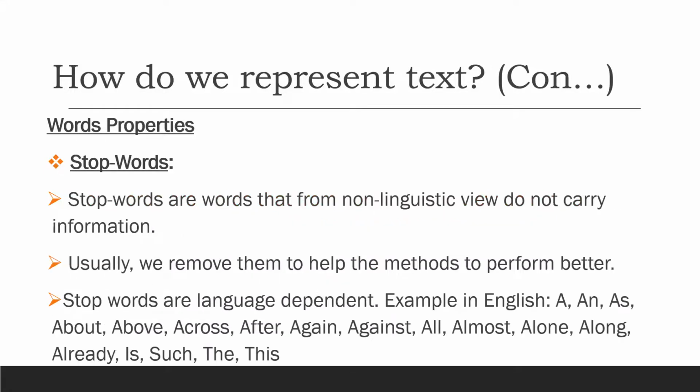Okay, let's move to the next thing. Another important property of words is stop words. What are stop words? Someone tell me.